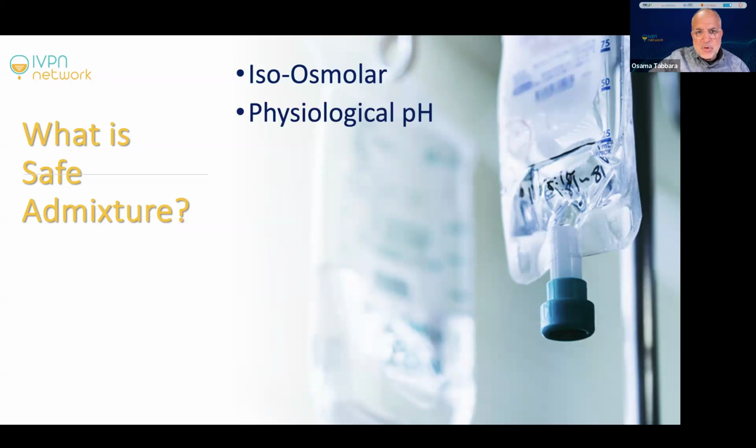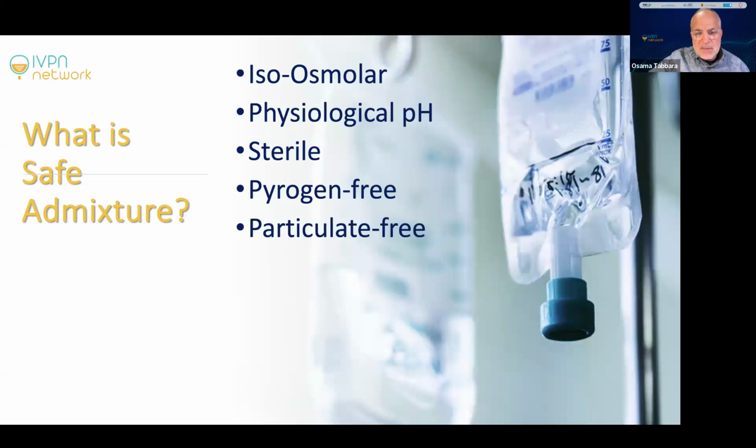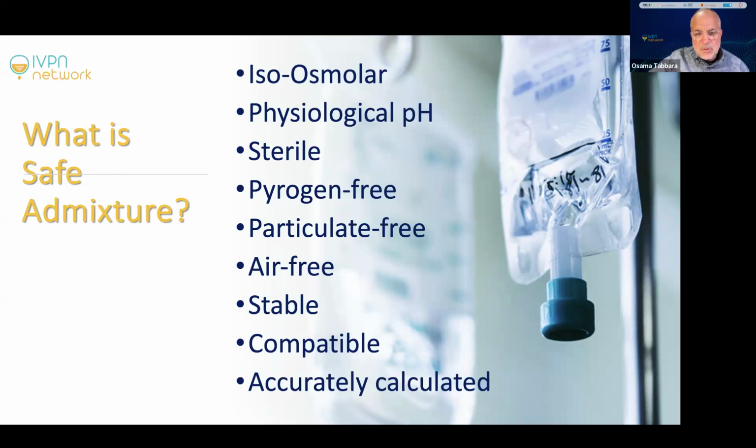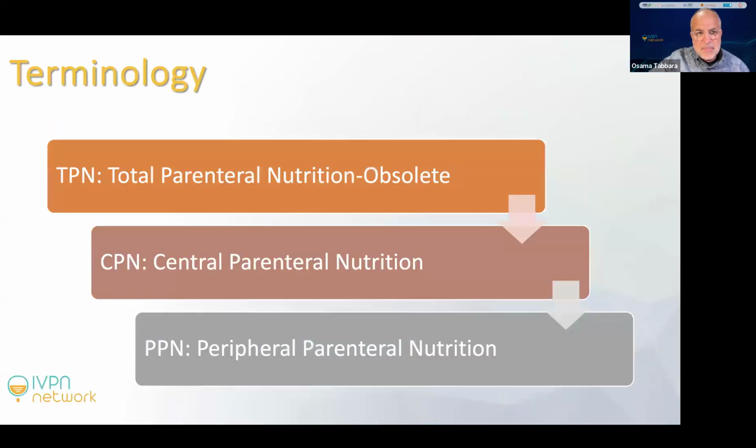A safe admixture also has a pH as close as possible to physiological pH. It is sterile, or free of life. It is pyrogen free as well, or toxin free. It is particulate free. It is air free. It is a stable formula. It is a compatible formula and accurately calculated.